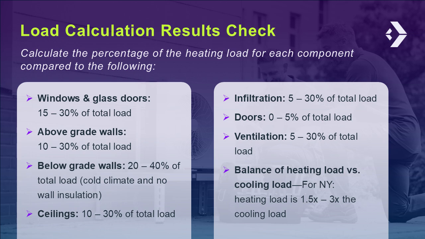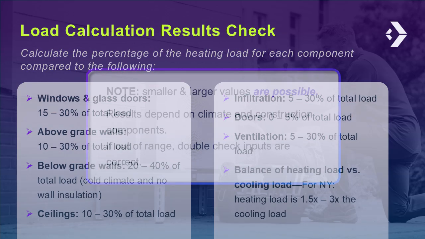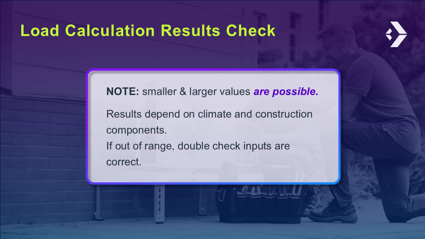Next, check the balance between the total heating load and the total cooling load. In New York and cold climates, heating loads are typically 1.5 to 3 times larger than the cooling loads. Now, the further north you are and the worse the envelope quality, the larger the ratio. Now, keep in mind that smaller or larger values in all of this are possible. It depends on the climate and the construction components in the house. Now, if there is a component that's higher or lower than the range, think about the house. Is there a logical reason this might be so? And if not, check your inputs.